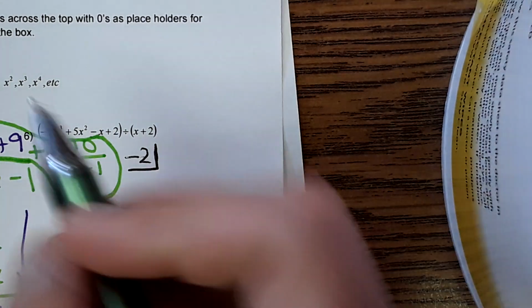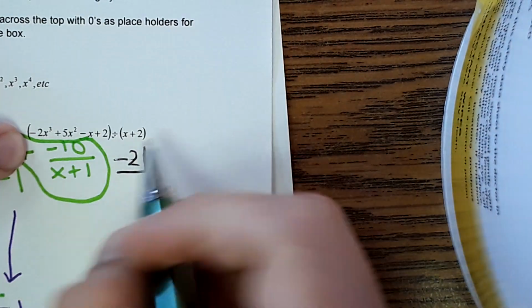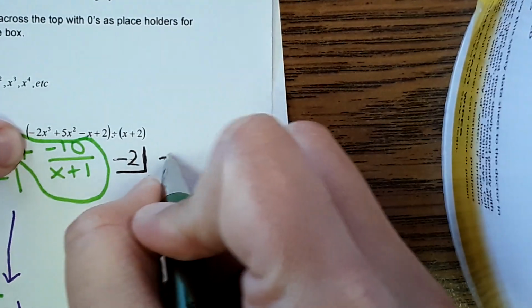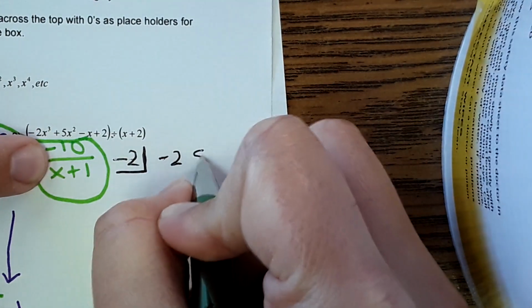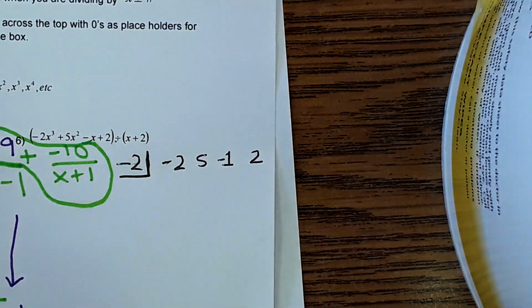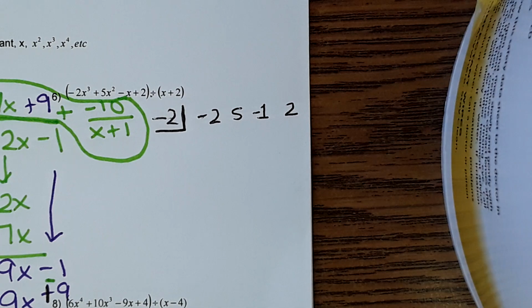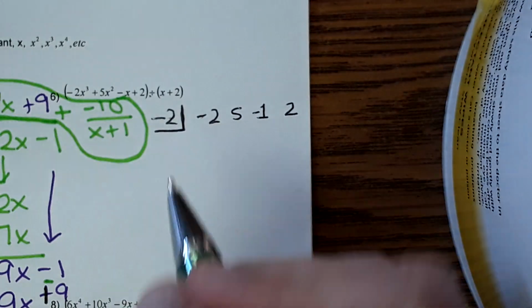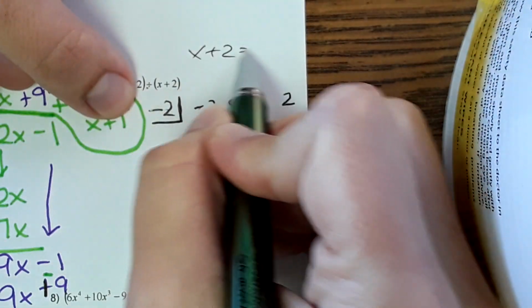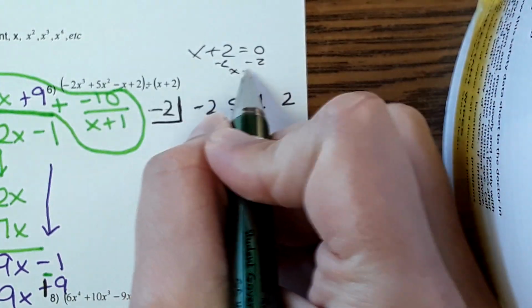And then we are going to list out all the coefficients over here. So this negative 2, 5, negative 1, and 2. Why is it negative 2 in the box? Because it's going to be the opposite sign of whatever that is. Like if you were to put x plus 2 equals 0 and solve, then it would be x equals negative 2.